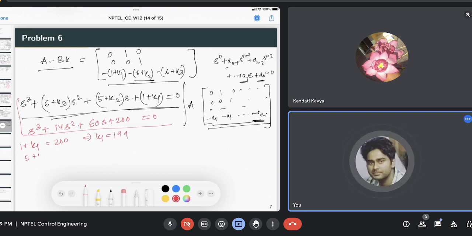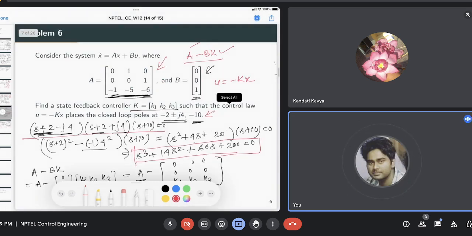5 plus k2 will be equal to 60, that means k2 will be 55. 6 plus k3 will be equal to 14, that means k3 will be equal to 8. So our K matrix is what? 199, 55, 8.